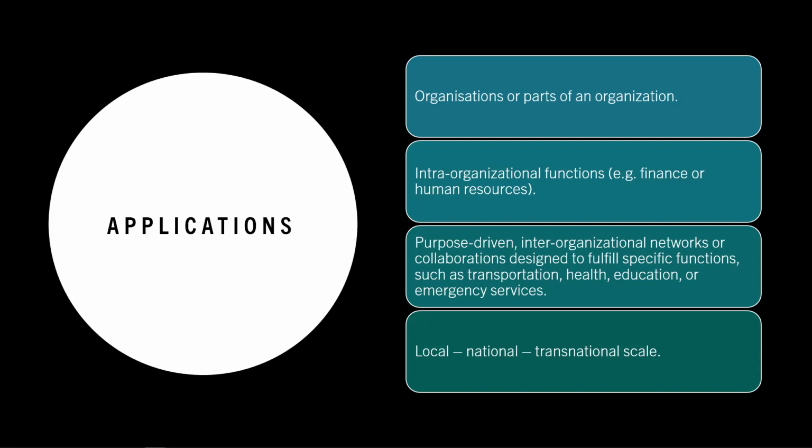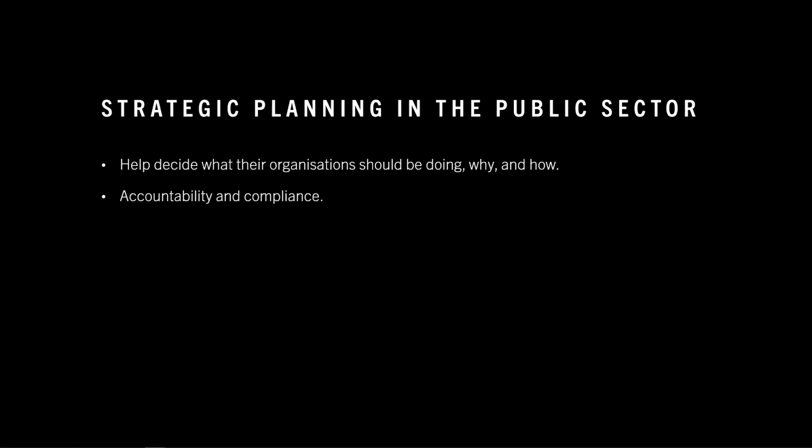Now, as I mentioned, it was only about four decades ago that the public sector began employing strategic planning. Strategic planning in the public sector helps decide what their organization should be doing, why and how, and it also helps with accountability and compliance. It is clear that strategic planning is undertaken to maximize enterprise-wide or subunit effectiveness in terms of profit, market share, and other business-related outcomes in the private sector. In the public sector, strategic planning is usually employed to align the different goals of different government agencies. Strategic planning is also employed to ensure continuity of effort.